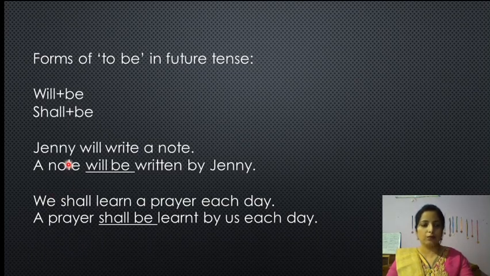Let's have a look. If to be form is to be used in future tense, how it will change. Have a look at the example. Jenny will write a note. A note will be written by Jenny. We shall learn a prayer each day. A prayer shall be learnt by us each day. So active voice is using will, which means future tense. Passive voice is using will be. Active voice shall, passive voice shall be. That's the only difference.